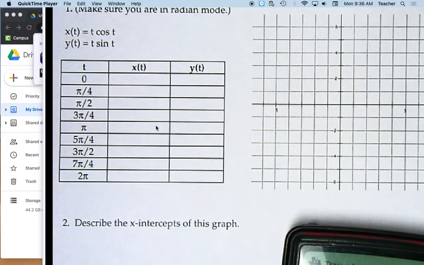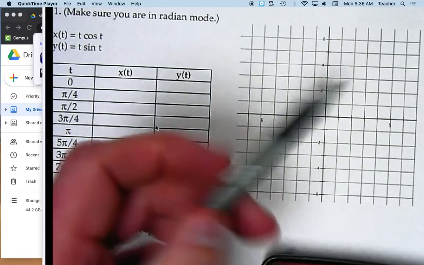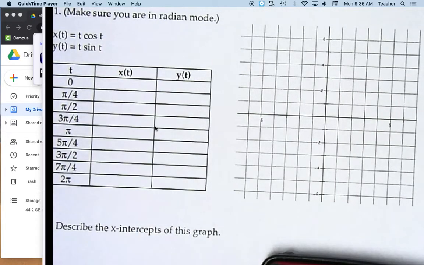All right, so we're going to talk about these new things called parametric equations, which are sort of fun. It's going to let us look at motion in the plane instead of just motion back and forth on a line like we've been dealing with up till this point.